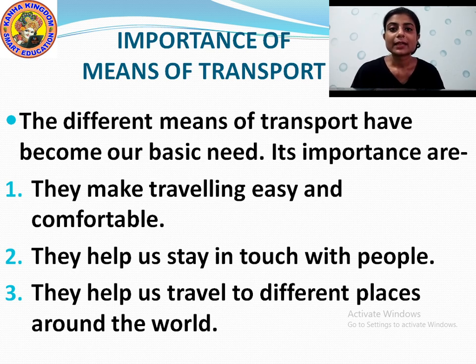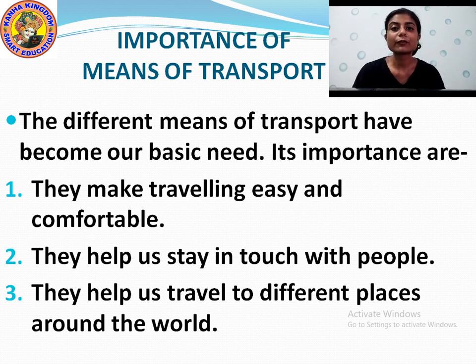While traveling by train to some far places, which takes 1 or 2 days to reach, it becomes easy. We just need to sit in one place. We can sleep. We can move comfortably. Yes or no? Then in buses also.